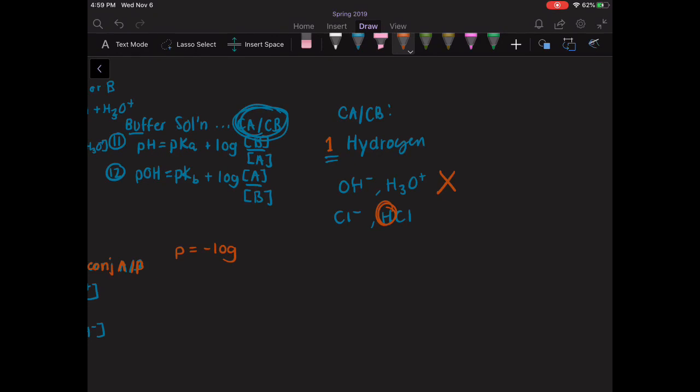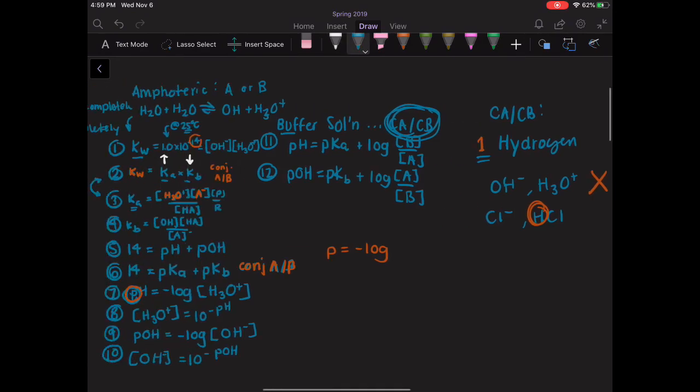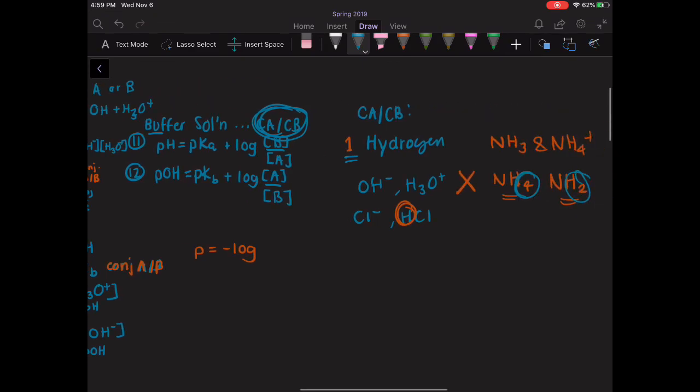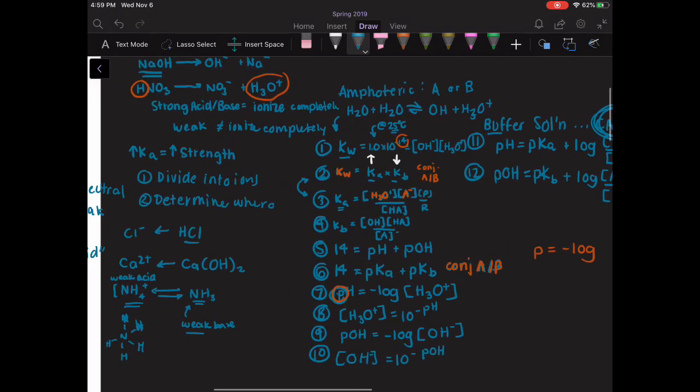Something like NH3 and NH4 positive are conjugate acid-base pairs. But ammonium and NH2 minus are not, because they differ by two hydrogens. It has to be a single hydrogen. So a buffer solution must contain a conjugate acid-base pair. It doesn't work with something like hydronium and hydroxide.